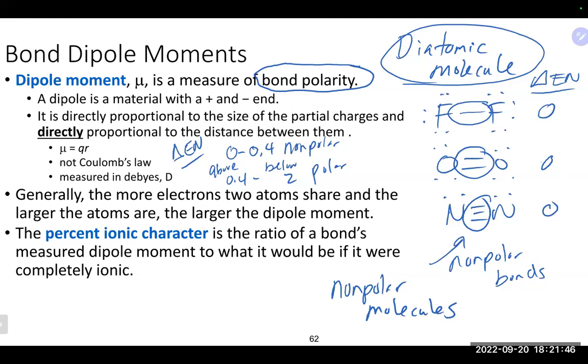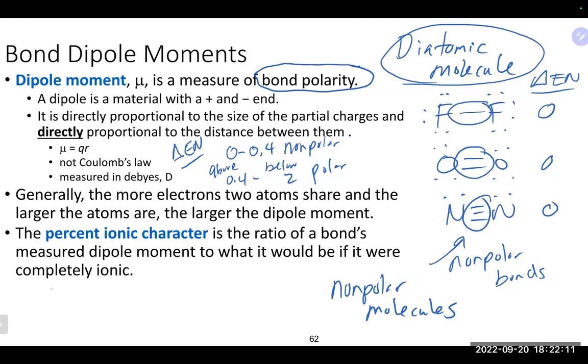Non-polar molecules overall share electrons equally, and in the entire molecule, which in this case is just the one bond, it does not have a dipole moment. So a dipole moment only occurs in polar molecules. And so nonpolar molecules, obviously, because there's equal sharing of electrons, do not have dipole moments.